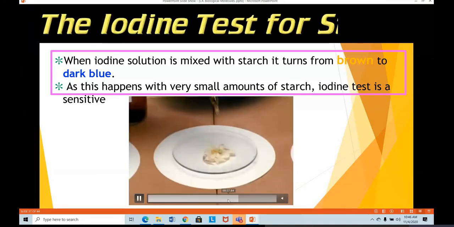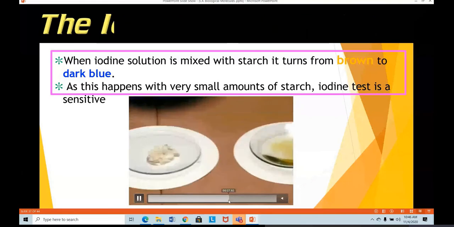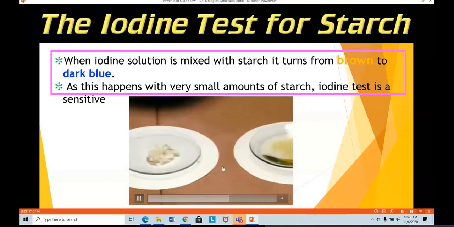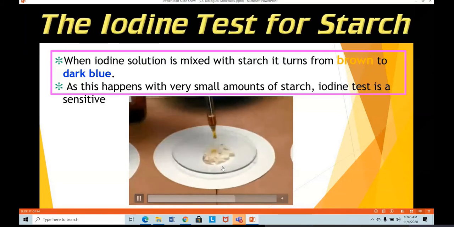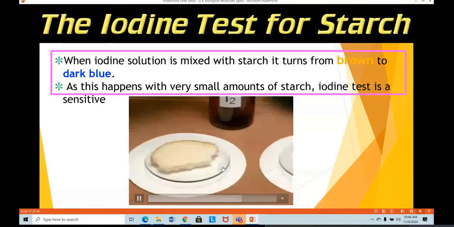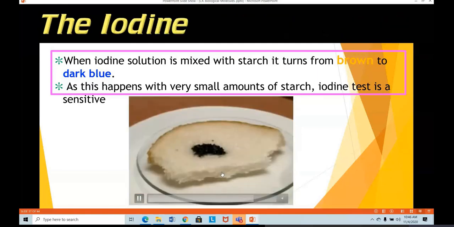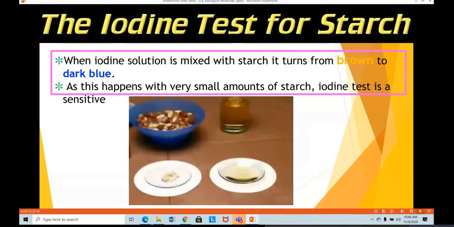Okay, this is nuts. What was the first one? What is this, ladies? Is it oil? It is an oil. So does it contain any carbohydrate or starch in it? No, of course. That is why it will not change color. Whereas the bread has changed color, you may see.